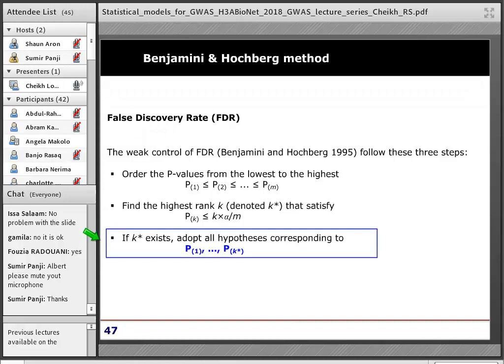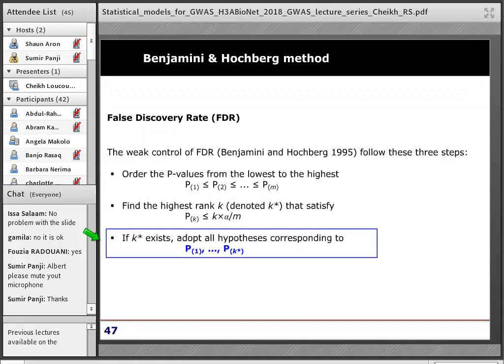And this should be less than 0.05. This is the idea. I will not have time to go deeply inside, but there is a control of this FDR, the false discovery rate, by Benjamini and Hochberg, and you have to follow these steps to find the significant p values depending on this approach. First of all, after your GWAS, you order your p values from the lowest to the highest, the best p value to the worst, and rank them: p first, p second, p third, etc., until pm. Then you have to find the highest rank k, which we denote k star, that will satisfy the relationship just after.